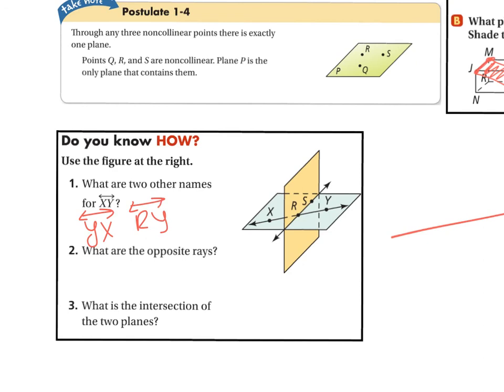What are the opposite rays? Well, that would have to be R is the endpoint, so RX and then RY. What is the intersection of two planes? Remember, it's always going to be a line. So on this one, the line, you could say line SR or RS. Doesn't matter either way. Oops, what did I do?